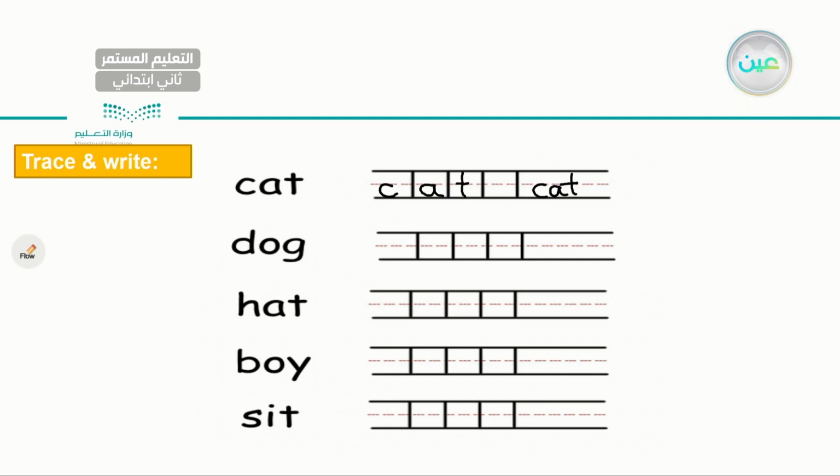I have the word dog. Dog. Make sure you are writing between the specific lines. Let's copy it one more time. Very good, my dear student. Moving to the next word, I have the word hat. An H, A, and then T. Hat. Let's copy it one more time. Hat. Very good.